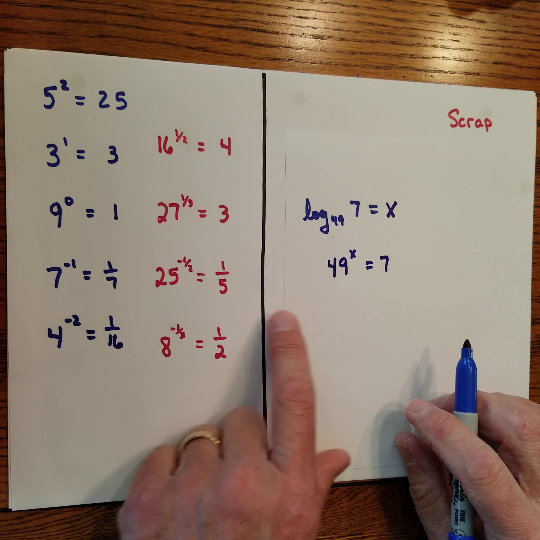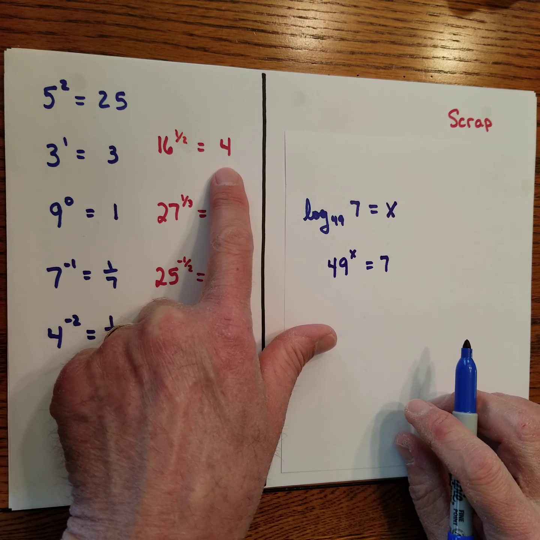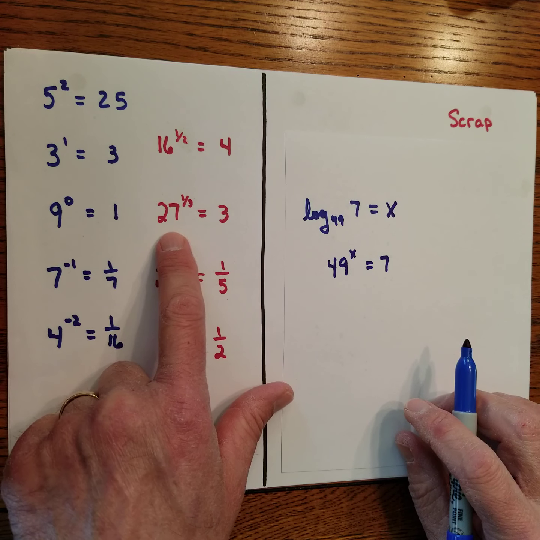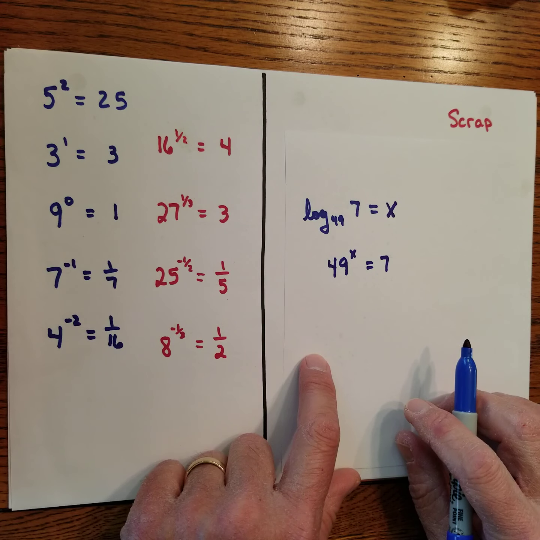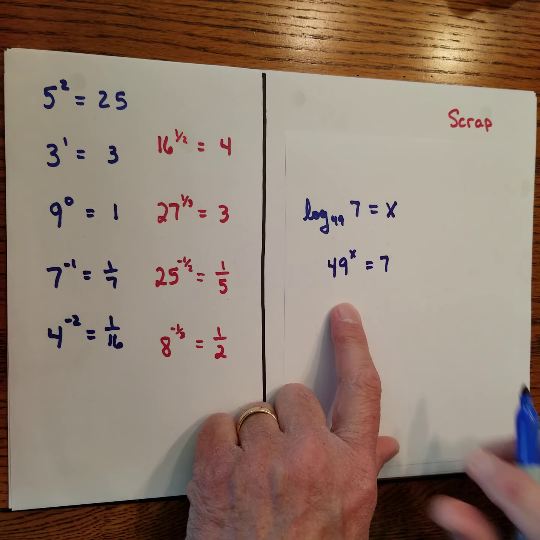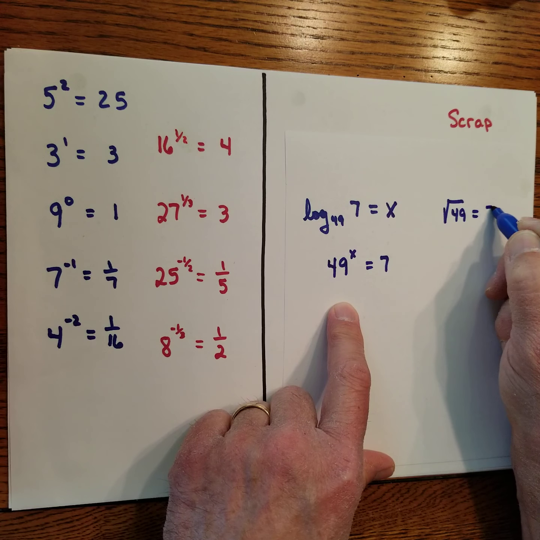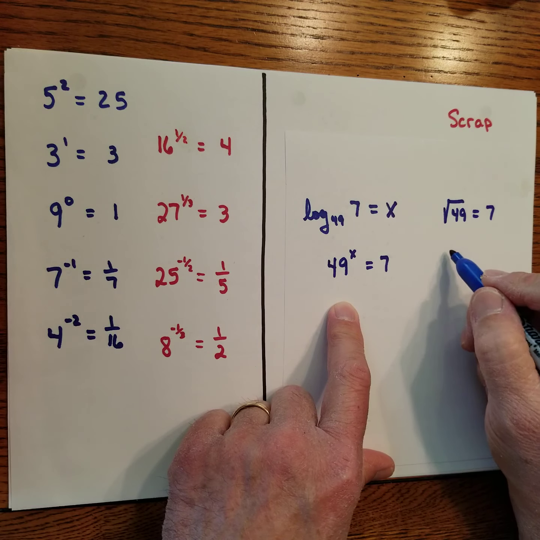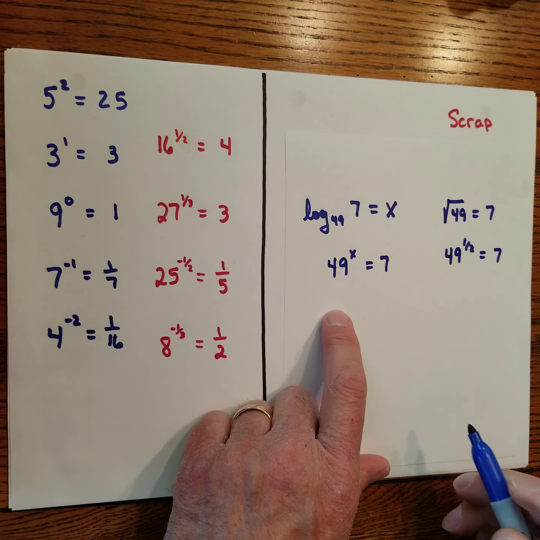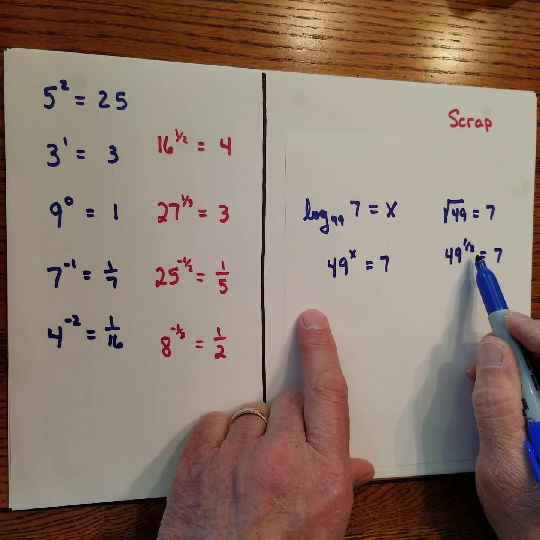Well, remember back here where we had what exponent changes 16 into 4? That's a square root. What exponent changes 27 into 3? That was a cube root. What exponent changes 49 into 7? Think of it this way. The square root of 49 is 7. Another way of showing square roots is as 1/2 powers. What exponent changes 49 into 7 is 1/2.